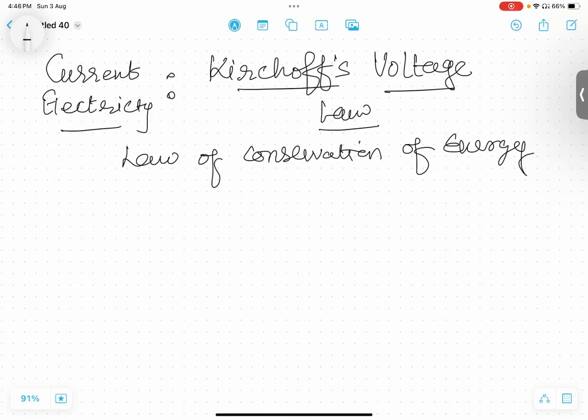that's all is given by Kirchhoff's voltage law, which is nothing but a restatement of law of conservation of energy. How it is restating the law of conservation of energy, we will see. We will discuss the statement of Kirchhoff's voltage law within a couple of minutes. First, let's see how energy comes and where it goes.